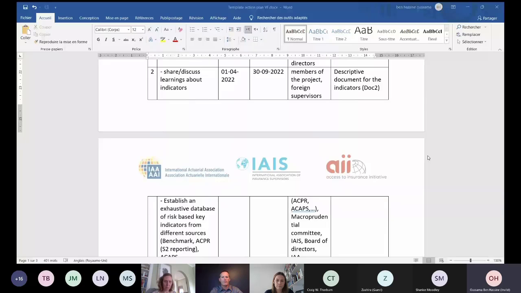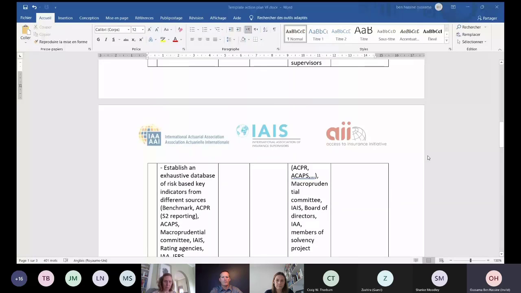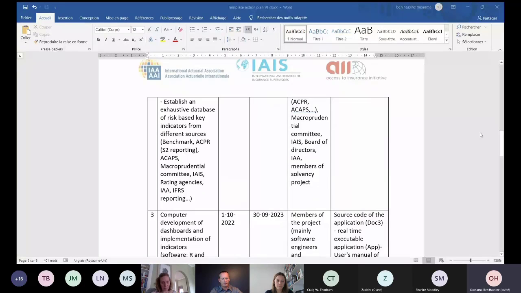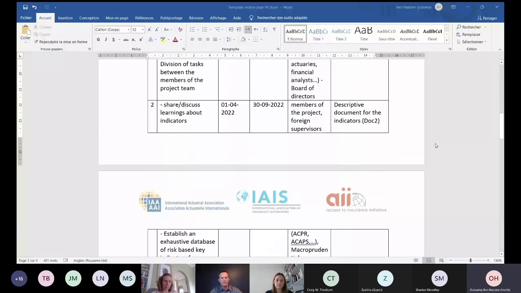We will establish an exhaustive database of risk-based indicators from different sources, such as benchmarks, ACPR, the Solvency II report, ACAPS, the Macroprudential Committee, which is a national committee, the EIS, rating agencies, and IFRS reporting. So our output is a descriptive document of the indicators.